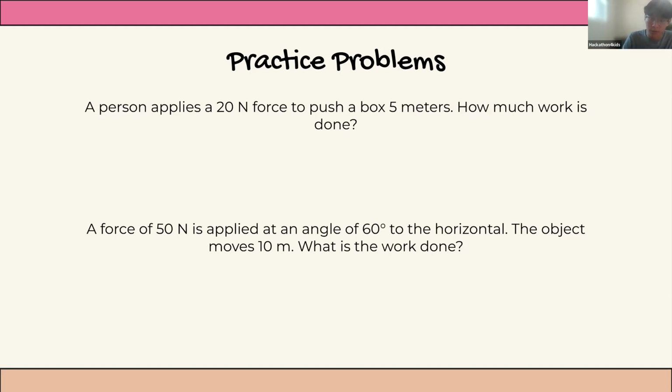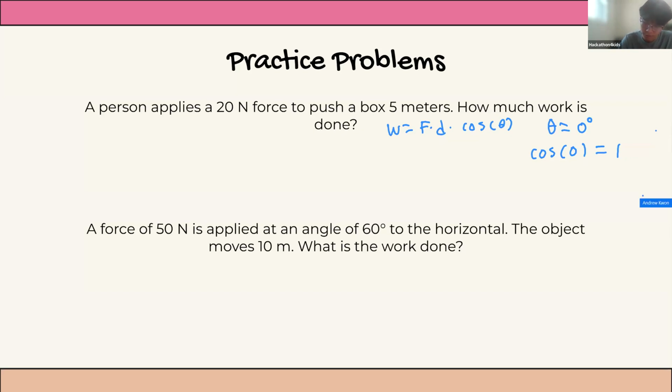20 newtons of force to push a box 5 meters, right? So work equals force times displacement times cosine theta, right? Our force is applied horizontally, and since the motion is also horizontal, theta will be 0 degrees. It's not applied at any angle to the horizontal, so this will be 0, right? You guys might not know this, but cosine of 0 is 1.